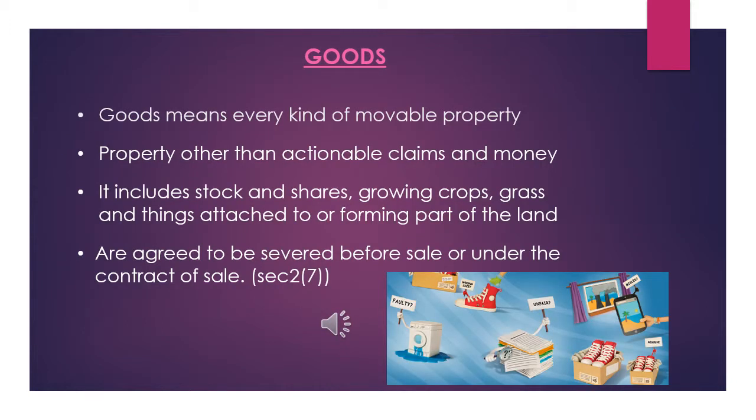Goods. Goods means every kind of movable property other than actionable claims and money. It includes stock and shares, growing crops, grass, and things attached to or forming part of the land which are agreed to be severed before sale or under the contract of sale. Section 2(7).